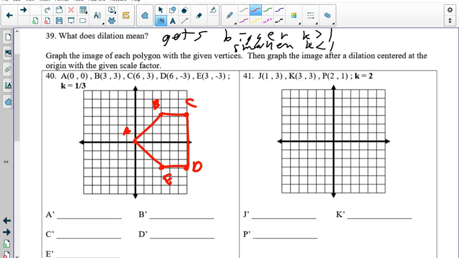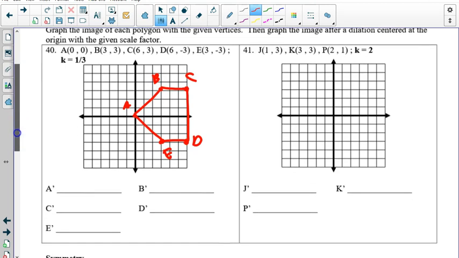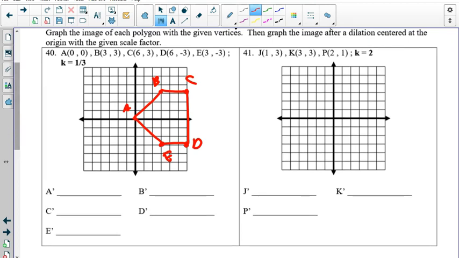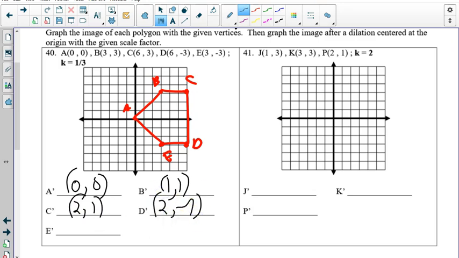K is 1/3. That means we're going to divide every number, multiply by 1/3, or simply divide by 3. So this is going to stay 0, 0, because dividing doesn't make any difference. 3, 3 is going to become 1, 1. 6, 3 is going to become 2, 1. 6, negative 3 is going to become 2, negative 1. And 3, negative 3 is going to become 1, negative 1. So let's put those on here.